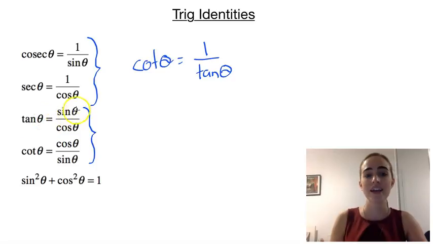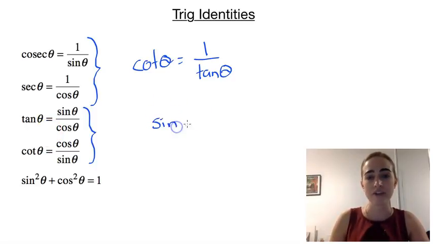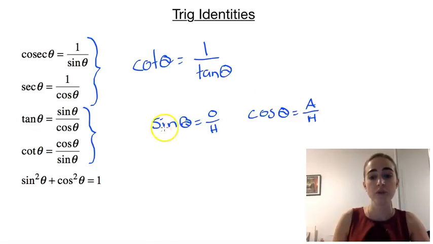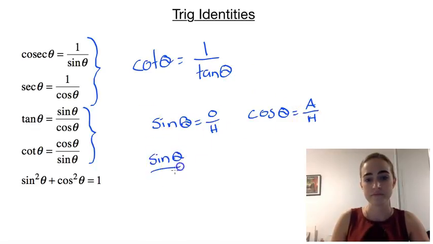So we have tan theta equals sine theta over cos theta. So we've been talking about this one a little bit, but just to reinforce where it comes from, we know if we're talking about a right-angled triangle that sine theta is opposite over hypotenuse, and that cos theta is adjacent over hypotenuse. So if we were to go sine theta divided by cos theta, we're going to end up with opposite over hypotenuse divided by adjacent over hypotenuse.